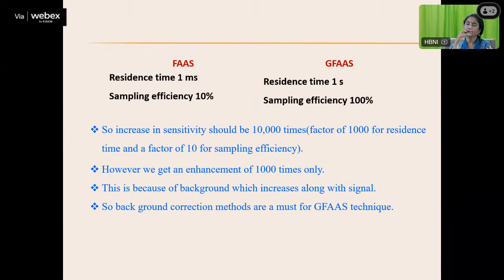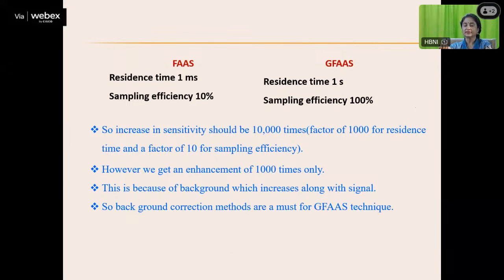Now, if we compare flame AAS to graphite furnace, in flame AAS the residence time is 1 millisecond, as it is a continuously flowing system. Your sample is nebulized and reaches the flame, and with the flame the atoms get washed away. So if you calculate the residence time of the atoms in the light path of the hollow cathode lamp, it is only 1 millisecond.